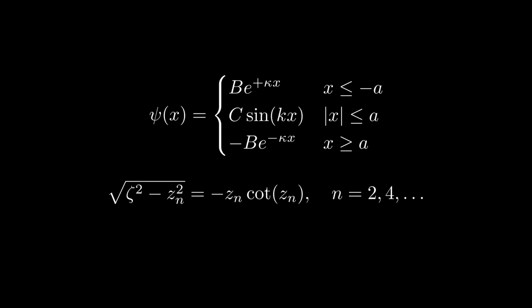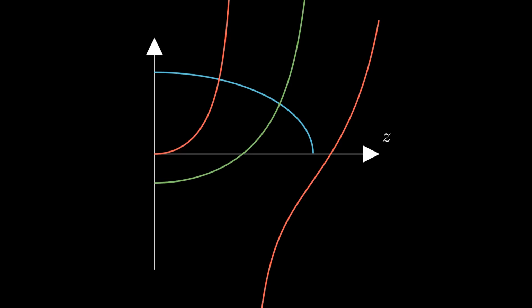Something I've neglected to mention thus far is how the solutions to these transcendental equations actually look. If I plot the tangent and cotangent expressions we arrived at alongside the square root term given by the semicircle, we can see that there are only a finite number of intersections. This means that unlike the infinite square well, where there were an infinite number of bound states, for the finite square well, we only have a finite number of bound states.